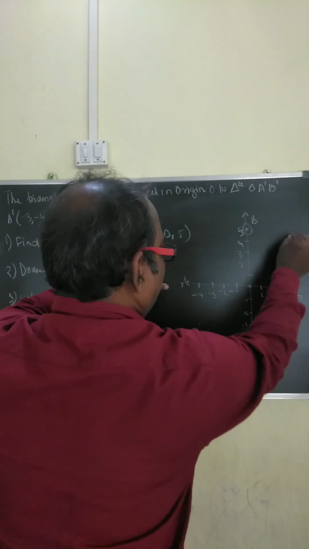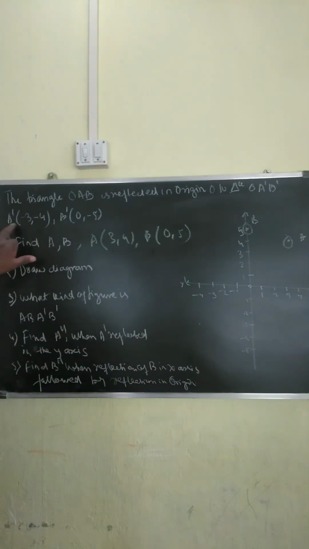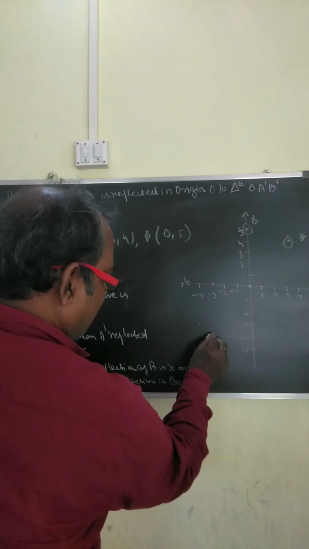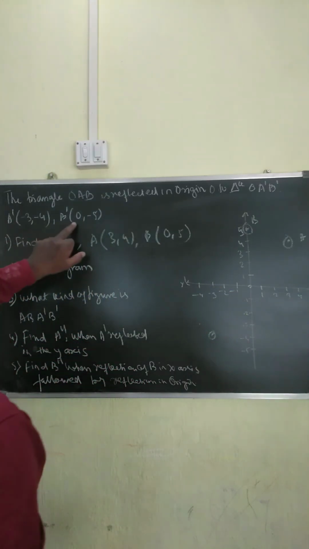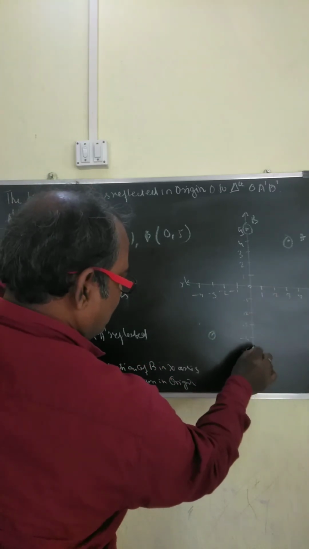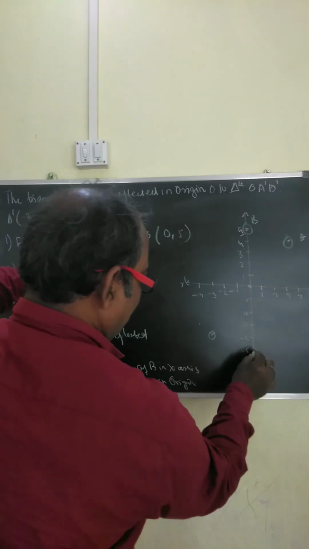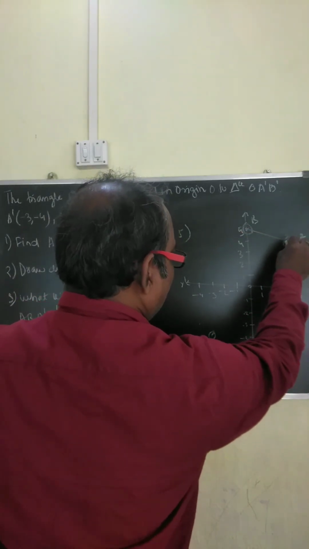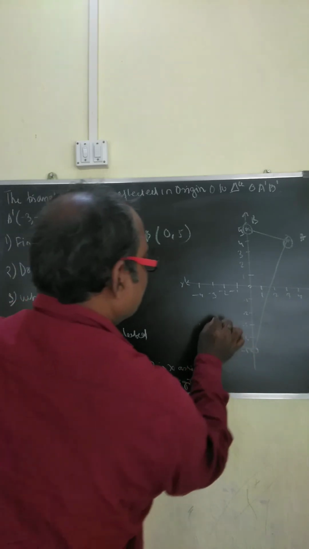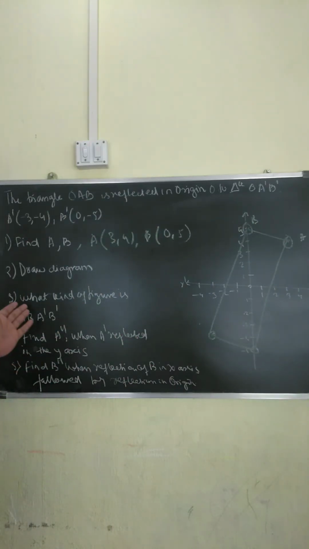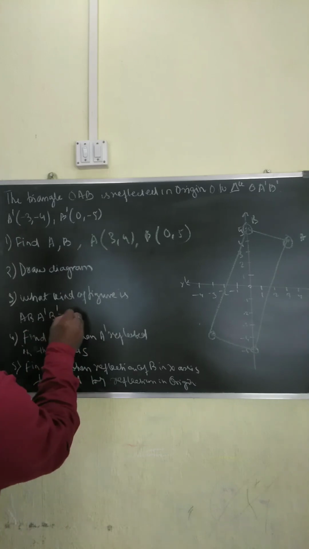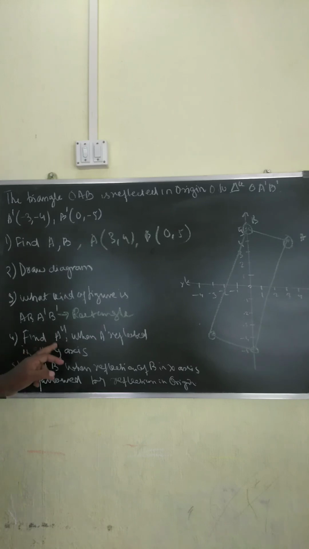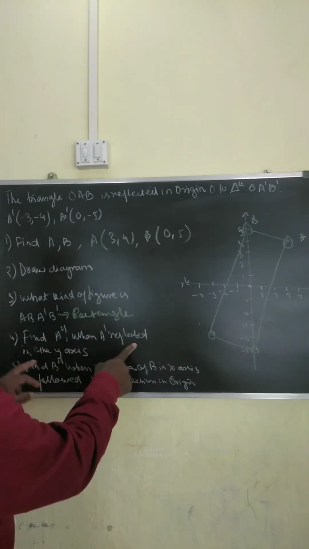This is B. Then A dash is (-3, 4). Then B dash is (0, -5). Then we have to join them. If you join this, we get a figure this way, and they have asked what kind of figure this is. This is a rectangle.